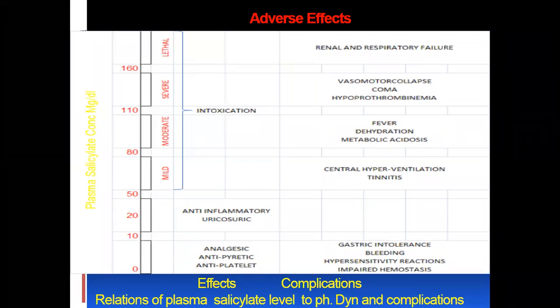Metabolic acidosis occurs due to accumulation of the salicylic acid. When central hyperventilation occurs, the rate and depth of respiration increases, carbon dioxide will be washed out, and respiratory alkalosis will result. Respiratory alkalosis will be followed by metabolic acidosis and then dehydration and fever. At last, renal and respiratory failure can occur.